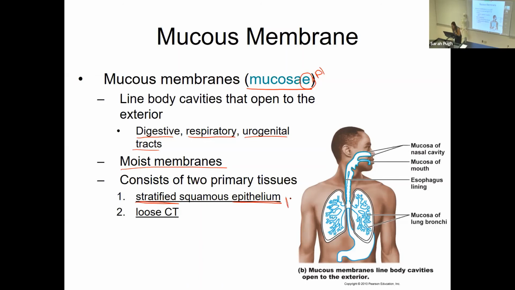So this is there for protection. Protection from abrasion, protection from wear and tear. So in the mouth, in the nose, in the urogenital tract, you want a nice thick tissue. And then just under that is a loose connective tissue. A lot of times the type of loose connective tissue is areolar connective tissue.